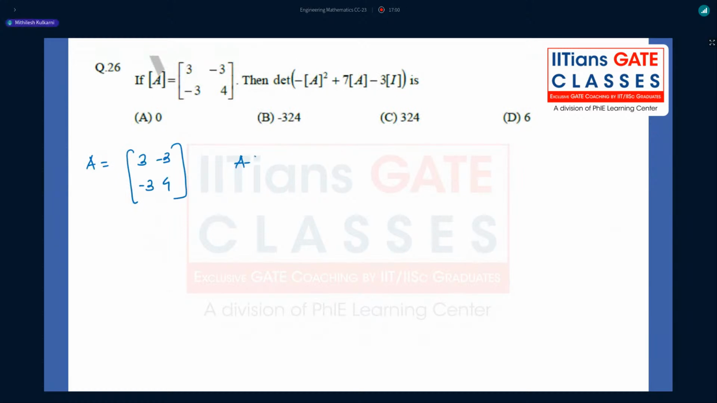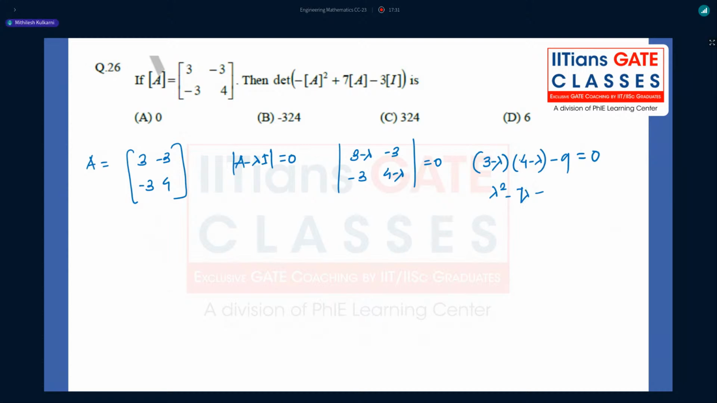The characteristic equation is determinant of A minus lambda I equal to 0. So 3 minus lambda, minus 3, minus 3, 4 minus lambda, determinant equal to 0. So in short, (3 minus lambda)(4 minus lambda) minus 9 equal to 0. On further solving, we'll get lambda square minus 7 lambda, and 4 multiplied by 3 is 12, 12 minus 9 is 3, plus 3 you will get.